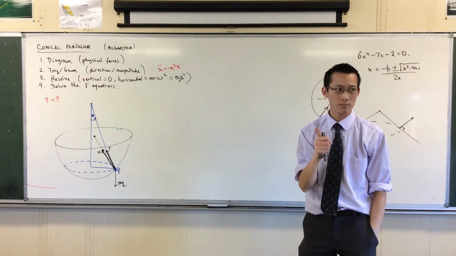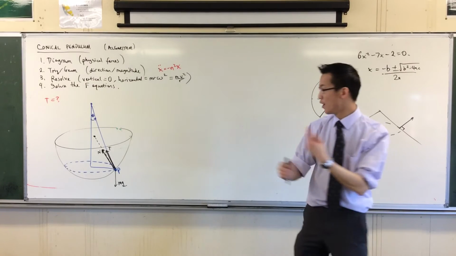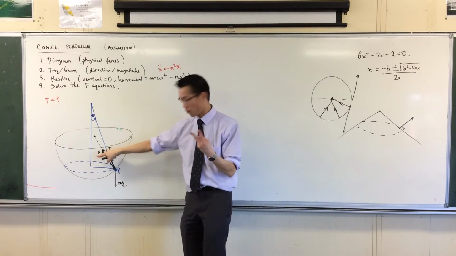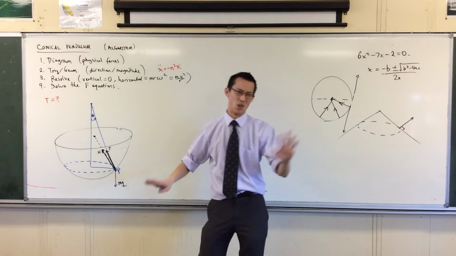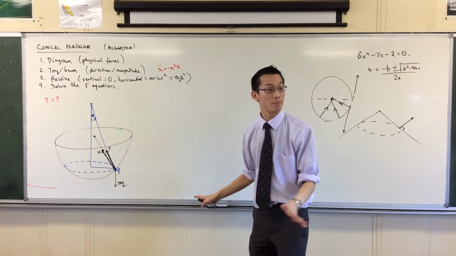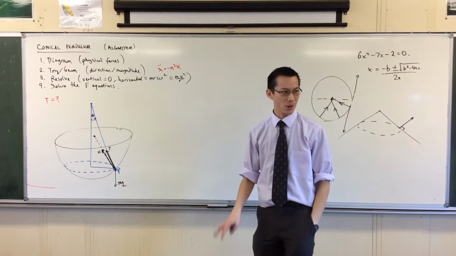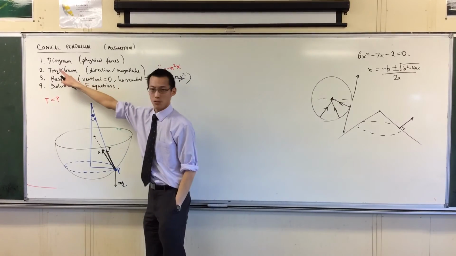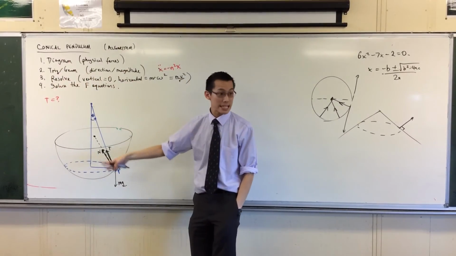I think it looks good. You've got the string accounted for, you've got the ball accounted for, you've got gravity accounted for. We're not worrying about friction or anything like that. It's done, okay? So, now I need to appeal to trig and geometry to try and sort these things out.